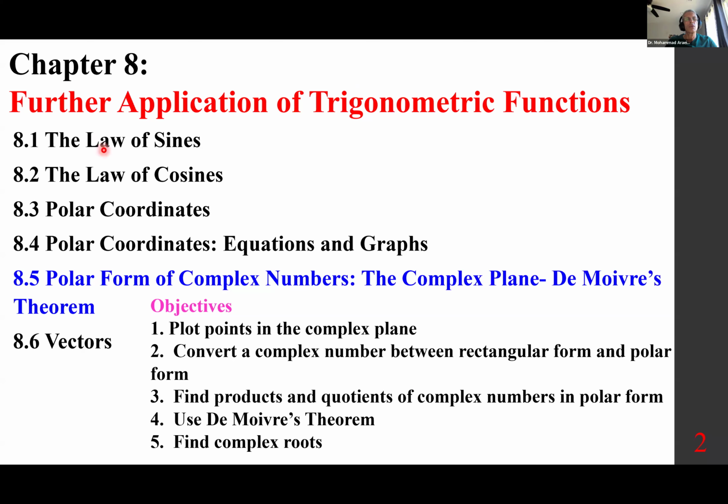So we've covered the law of sines, the law of cosines, polar coordinates, equations, and graphs, and now polar forms of complex numbers, the complex plane, De Moivre's theorem. The objectives are: plot points in the complex plane, convert a complex number between rectangular form and polar form, find products and quotients of complex numbers in polar form, use De Moivre's theorem, and find complex roots.